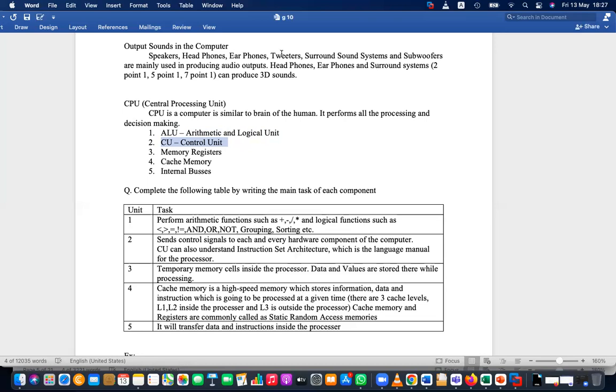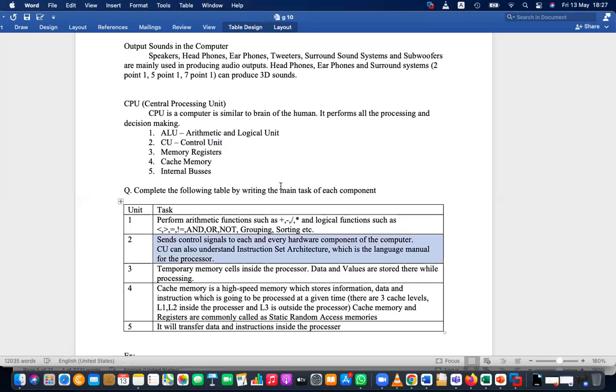When input is ready, the CU signals, take this input. When output is ready, the CU signals, display that output. When storage is ready, the CU signals, save that. When something needs to be acquired by the memory or opened, it instructs the secondary storage, hey, open it to the memory. Likewise, it signals each and every component similar to the traffic police.